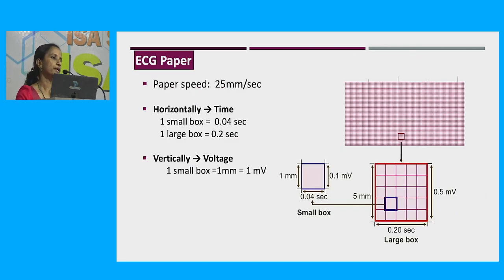And something about the paper, you know, the paper runs at the speed of 25 millimeters per second, so that you will be knowing what is a small square and what is a large square. Horizontally, in the ECG paper, it is the time. So one small box is 0.04 seconds, and a large box is 0.2 seconds. And vertically, it notes the voltage. That means one small box will be 1 millivolt. This helps in calculating each wave, how much is the width and the height.